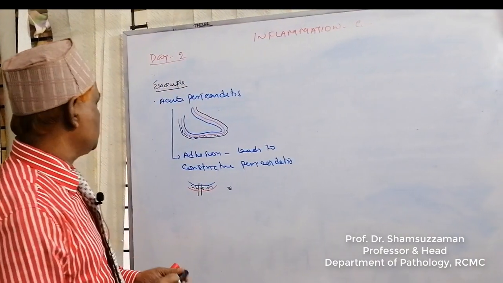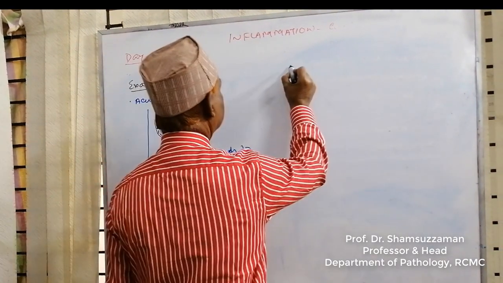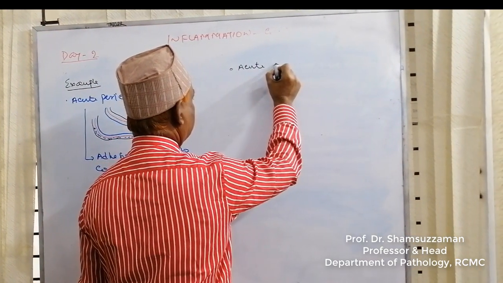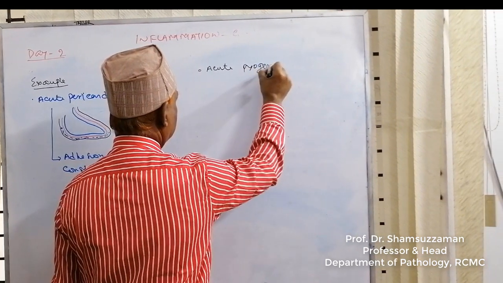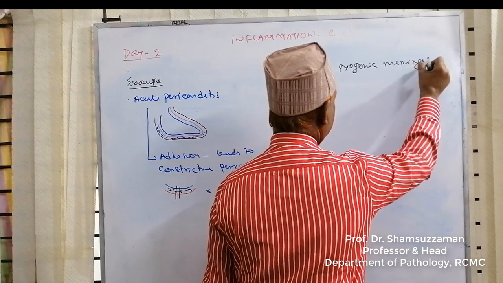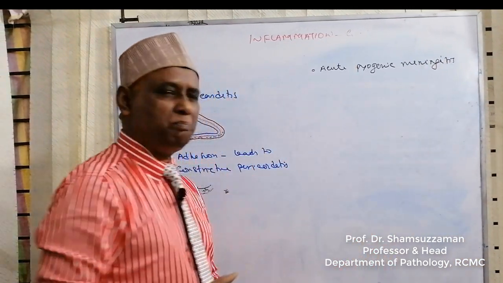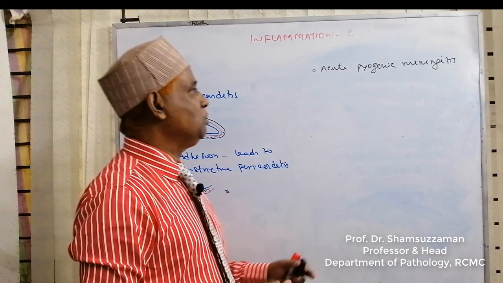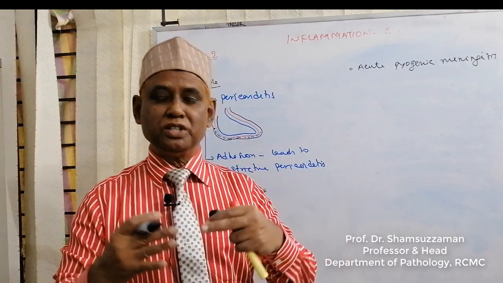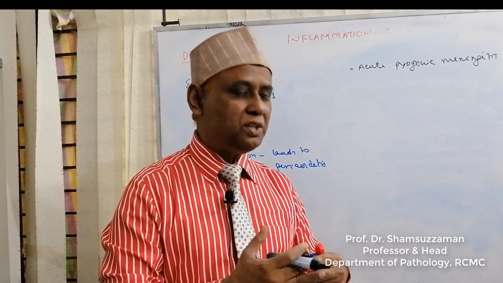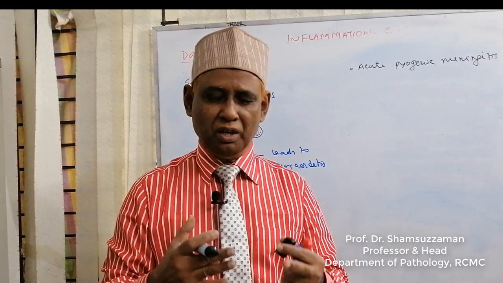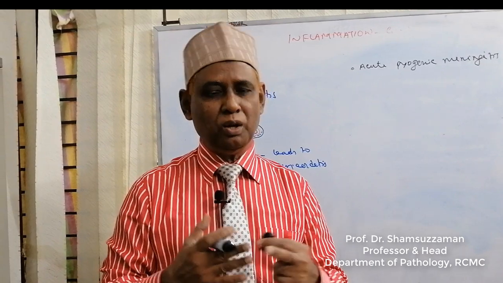Another example of adhesion between two vital structures, acute pyogenic meningitis, or simply pyogenic meningitis. You know, if there is meningitis, there is formation of exudates. If the exudates clot, there will be disturbance of flow of CSF. The pathway of flow of CSF will be obstructed.